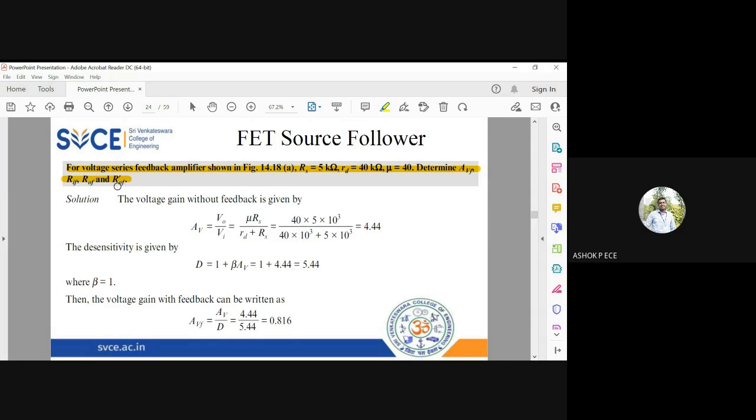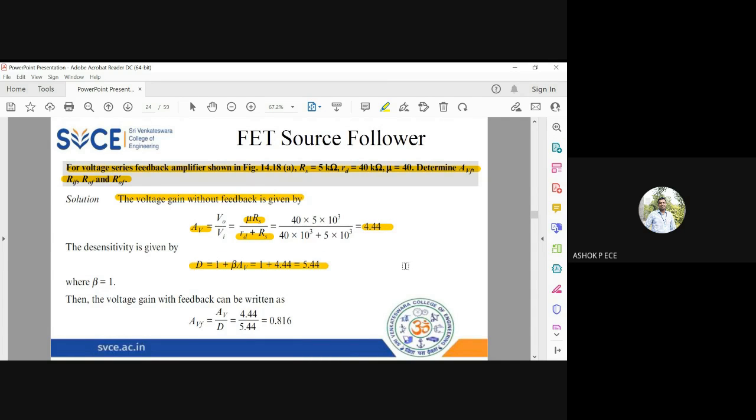The first one, the voltage gain without feedback. So the AV formula is mu Rs by RD plus Rs. Mu is 40, Rs is 5K, divided by RD plus Rs. So 40K plus 5K is 45K. So the gain is 4.44 without feedback.